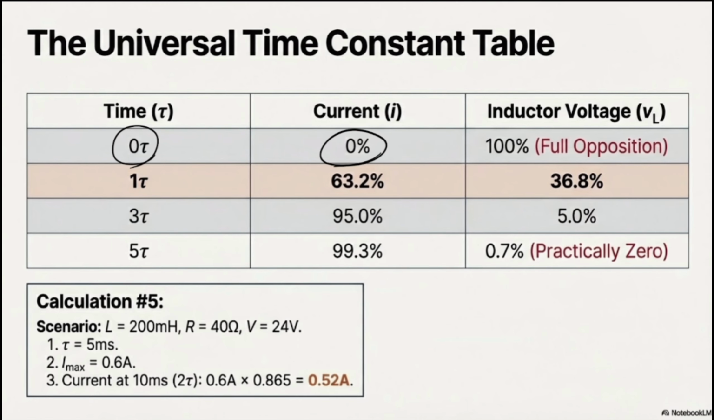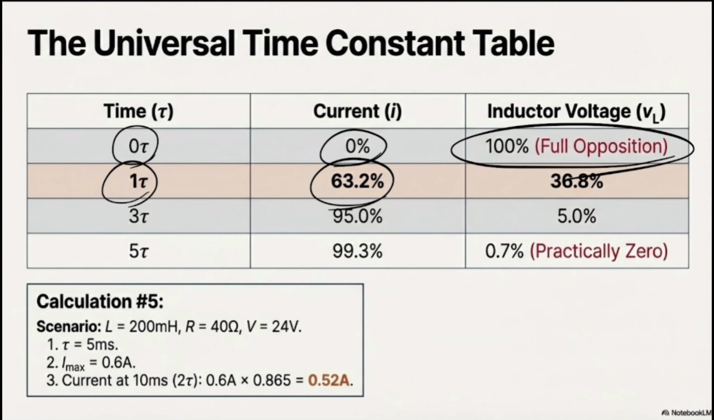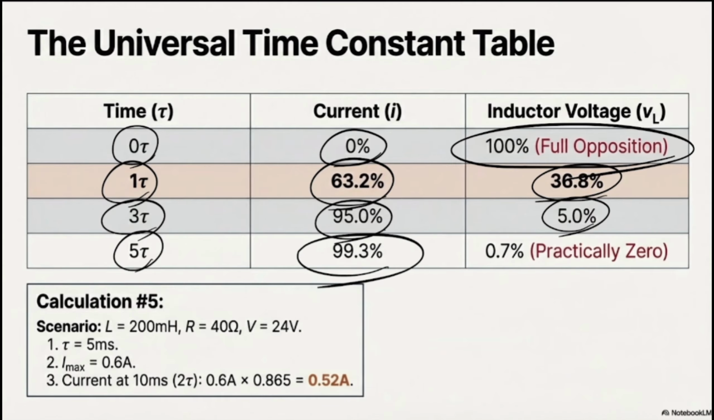It means that your inductor doesn't like the change, so it's going to have 100% of opposition. After 1 tau, you do have 63.2% of the energy or current, so obviously the opposition would decrease fundamentally. And after 3 tau, you do have 95%, so you have this amount of opposition. And after 5 tau, almost your inductor is gone, so it means that you don't have anything as opposition itself.